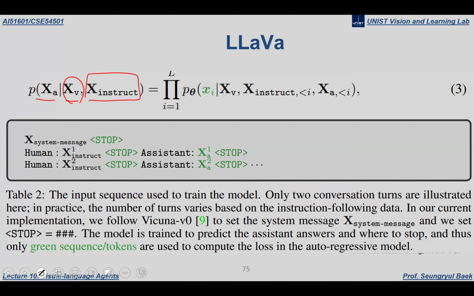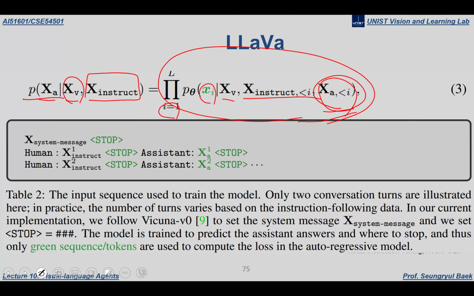And when calculating the answer in the i-th conversation turn, they have to consider the answers that happened before that turn as well, and all the instructions before the i-th time, and also the images. They are actually modeling the multimodal distribution by multiplying all the probabilities over the previous chat histories.